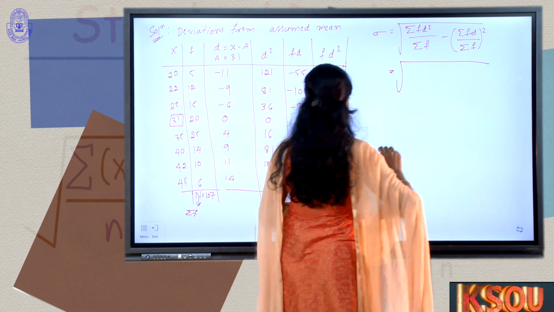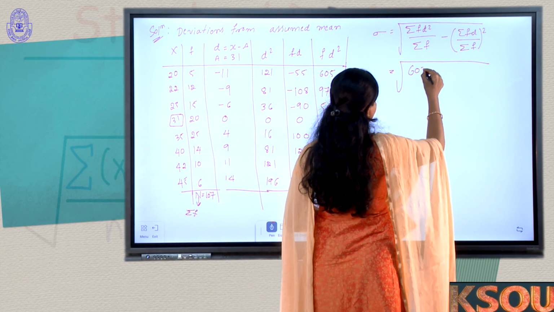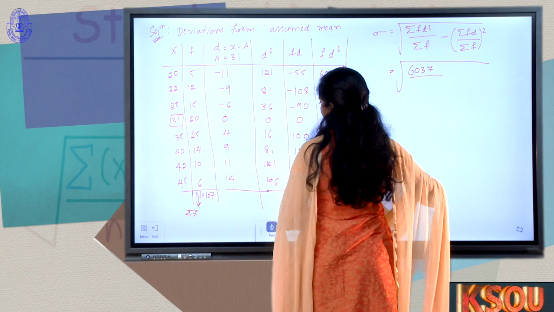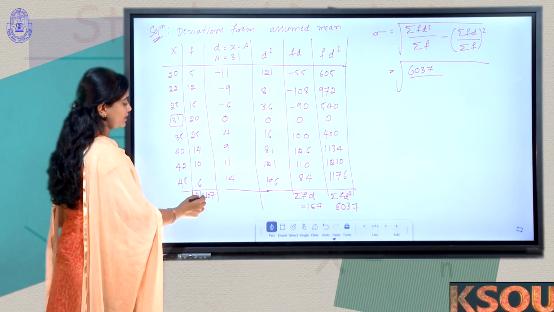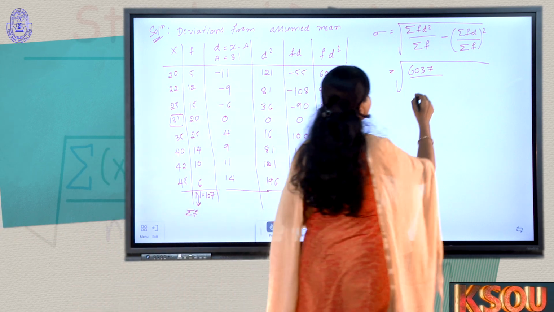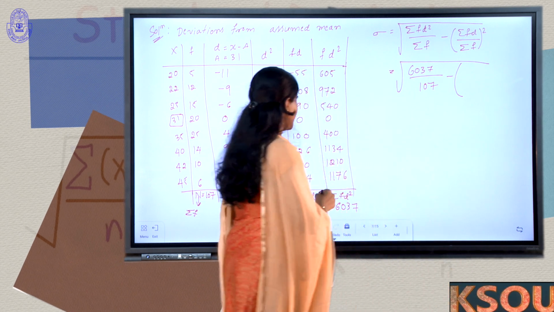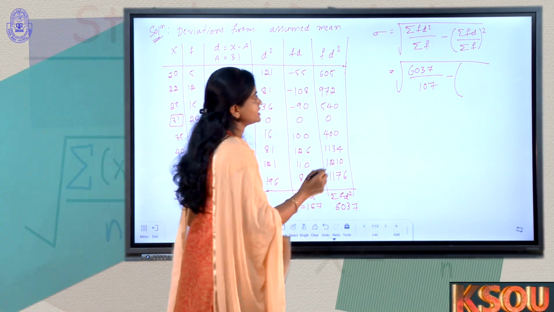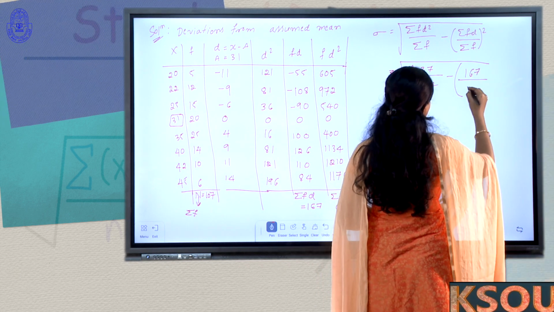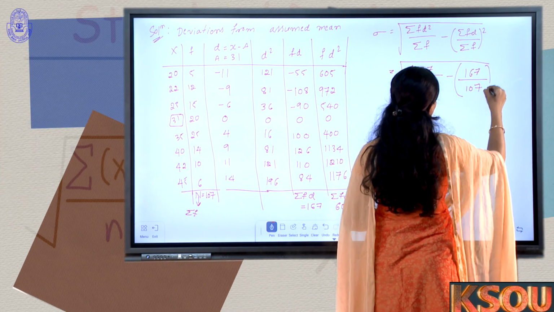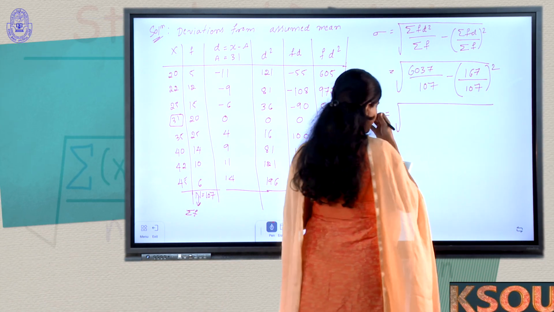So for sigma fd square, here you have that value 6037 divided by N, you can take this value summation f or capital letter N, that is 107, minus summation FD value. So, summation FD is 167 by summation F, that is 107, whole square. You will have to solve this equation now in order to get sigma.